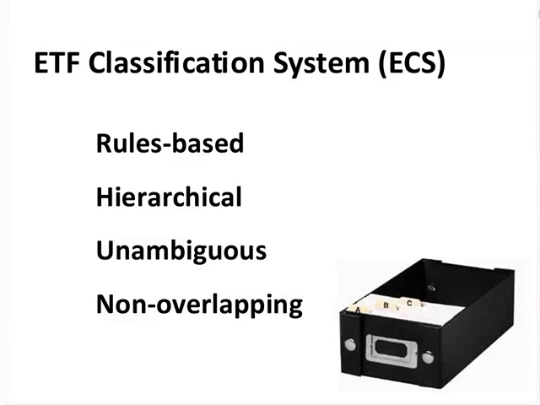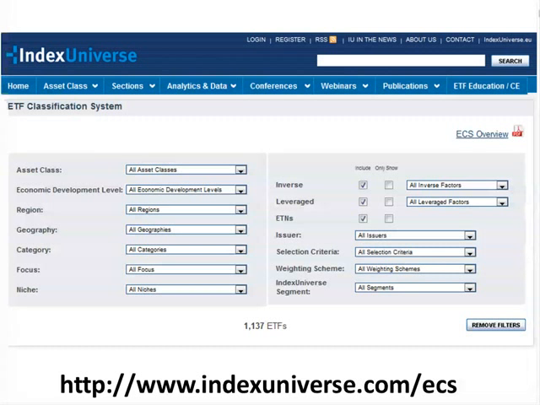So we set out to build ECS, which we built as the first complete rules-based, hierarchical, unambiguous classification system for exchange-traded funds. It's designed to do something simple: divide ETFs and ETNs into distinct, non-overlapping buckets. And the goal is to make it easy for you to identify products competing in the same areas of the market and to pick the one you need. Think of it as the GICS of ETFs. So this is available right now on our website at www.indexuniverse.com/ECS, and I'll show you how it works quickly.